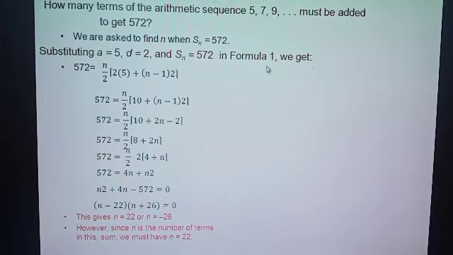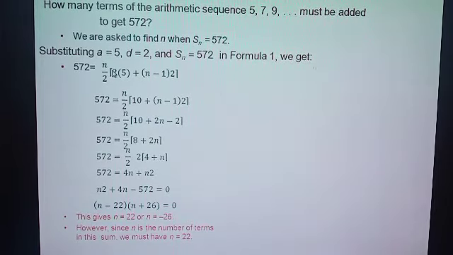So here you are using the first formula, that is Sn is equal to n by 2 into 2a plus n minus 1 into d. So substitute in this formula. Sn is 572. We don't know n, so write n as it is. n by 2 into a is 5 plus n minus 1 into d is 2. So here if you simplify, 2 5s are 10.